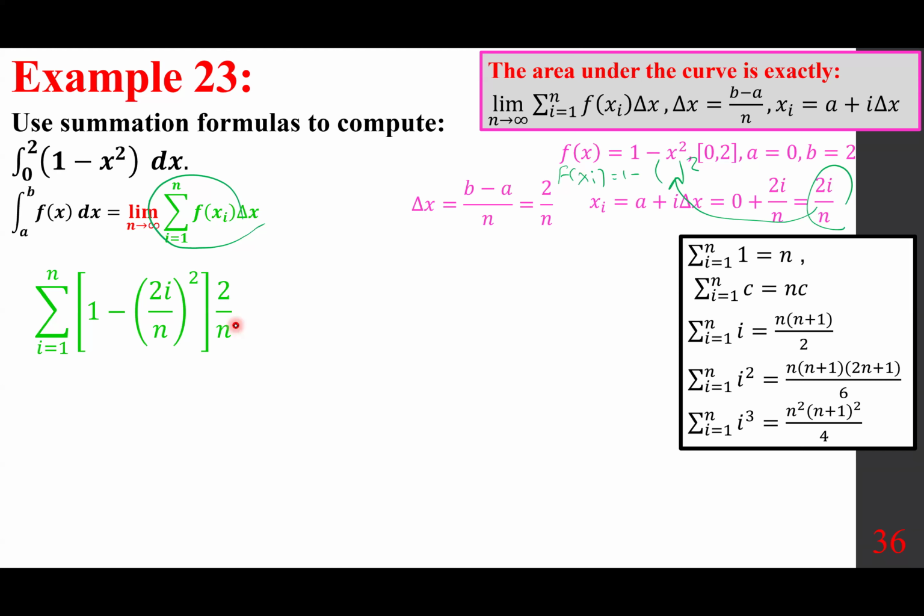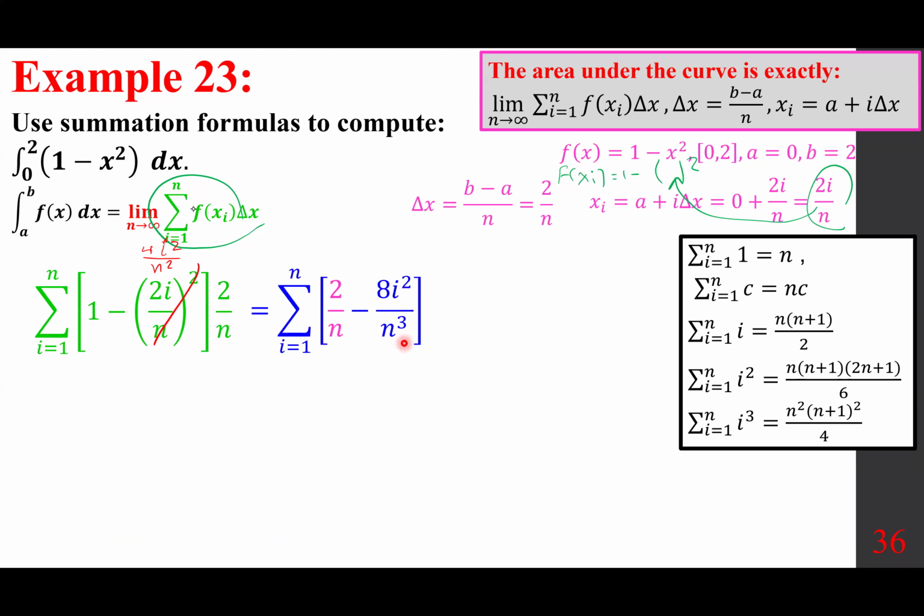Now, we are going to raise this to the power of 2 and multiply by 2 over n. First of all, this becomes 2 over n. This becomes 4i squared over n squared, times 2 becomes 8i squared. This one times n becomes n cubed. So this is what we get: 2 over n times 1 is 2 over n, and the second piece is minus 8i squared over n cubed.